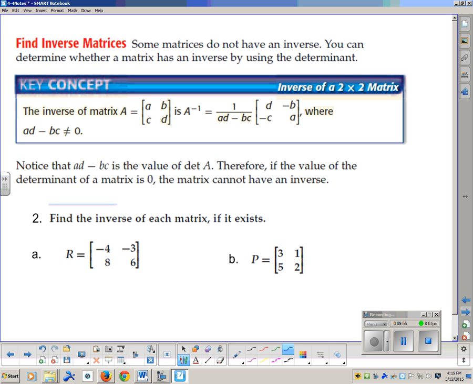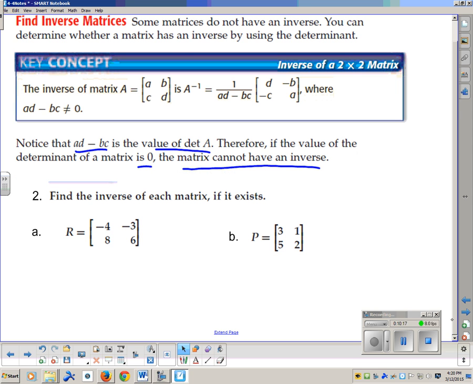So if you remember how to find the determinant, you did AD minus BC. That is the determinant value. If that value ends up being 0, the matrix cannot have an inverse. So let's first figure out if it has an inverse, and if it does, then I'll show you how to find it. I'll come back up here and explain that. So let's first check the determinant.